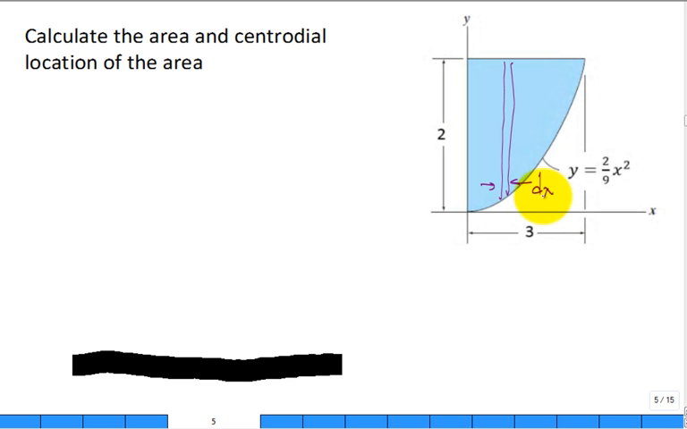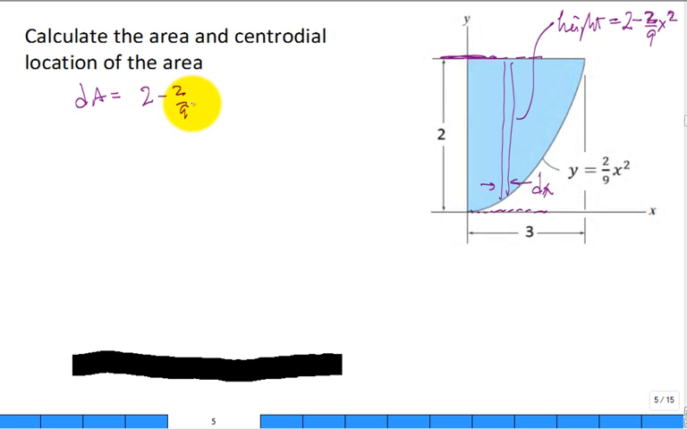But this is dx. And what is the height of that strip? That's the hard part. But it's not that hard, is it? Isn't it 2 minus, no matter where I'm at with respect to x, minus y, which is 2/9 x squared? Doesn't that give me the proper height? And so my little dA for that strip is equal to 2 minus 2/9 x squared times dx. That's probably the hardest part of this problem.